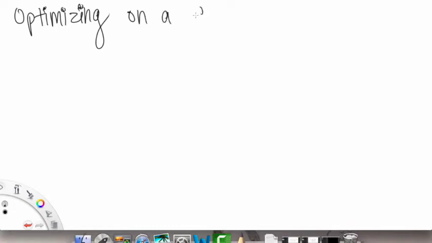So now let's go more into detail about optimizing. This whole process is called optimizing, remember? That is the process of finding maximums and minimums. What we're going to do is optimizing on a closed interval.